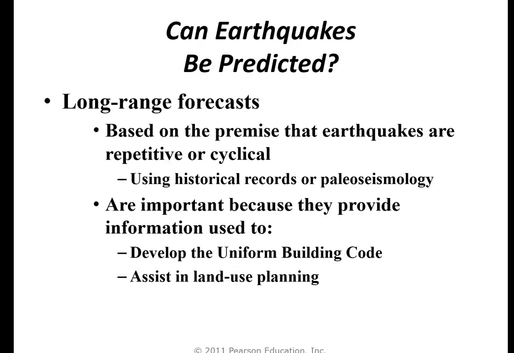These long-range forecasts are based on the premise that earthquakes are repetitive or cyclical, using historical records or paleoseismology, looking at the records in the rocks. They are important because they provide information used to develop the Uniform Building Code, mostly used in California, and they insist on land use planning.